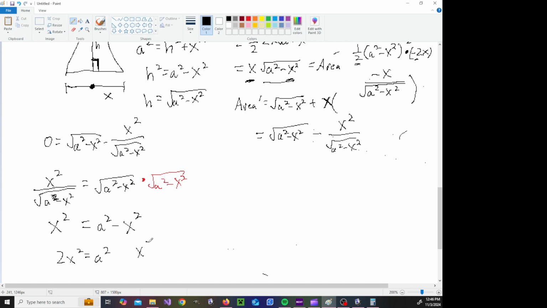Divide both sides by 2. X squared is equal to a squared over 2. And then take the square root of both sides. Really, plus or minus, but again, we're talking about side lengths of the triangle, right? So this is only going to be positive. So now I have the square root of a squared over 2. Well, hey, the square root of a fraction goes to top and bottom. So this is a over the square root of 2, which if we rationalize this denominator, turns into root 2a over 2.